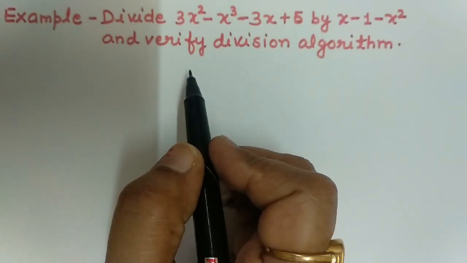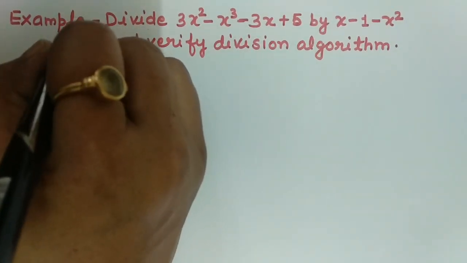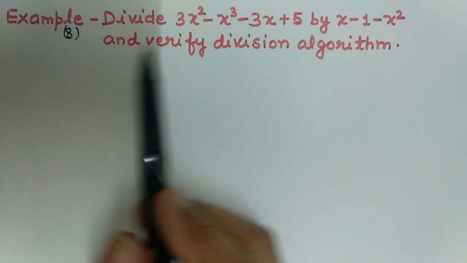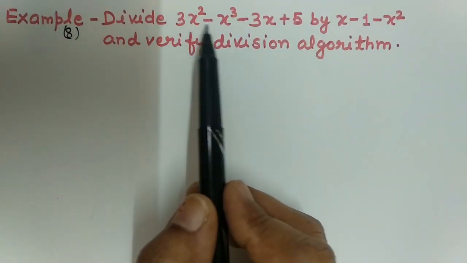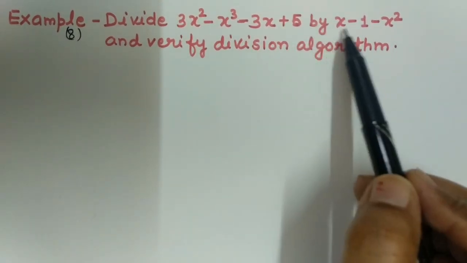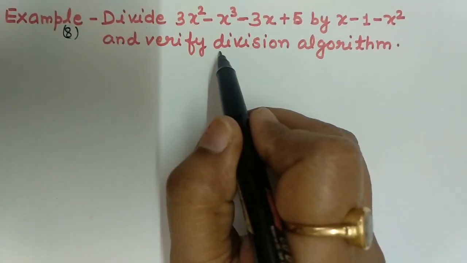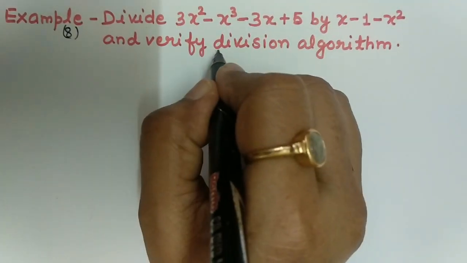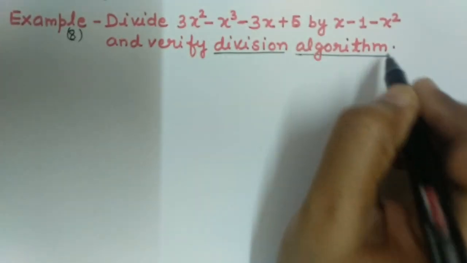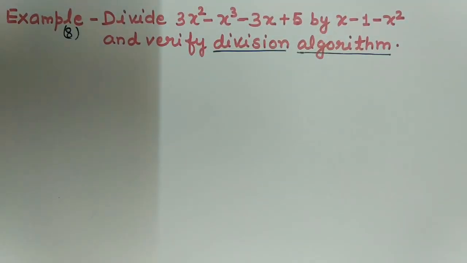डियर स्टूडेंट्स, एनसीईआरटी टेक्स्ट बुक में एग्जाम्पल नंबर 8 आपको दिया गया है. Divide 3x² minus x cube minus 3x plus 5 by x minus 1 minus x square and verify the division algorithm. Okay. So first of all, I will show you the division.